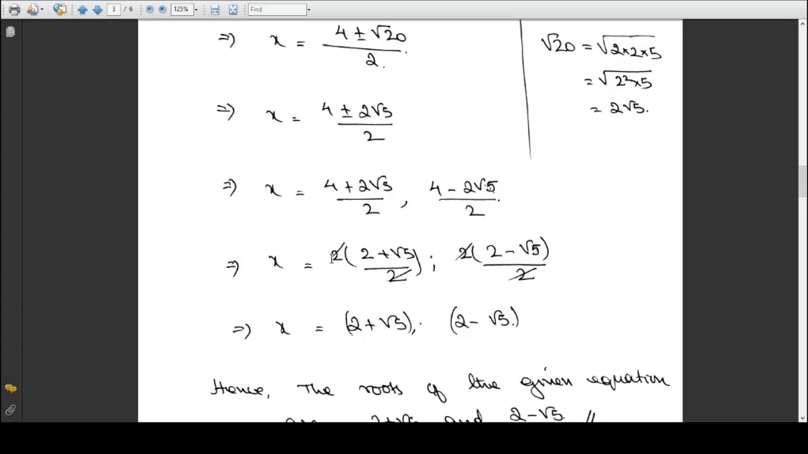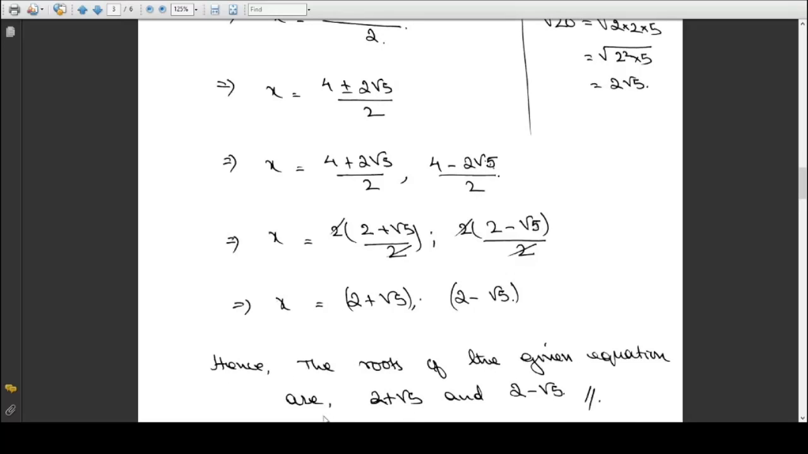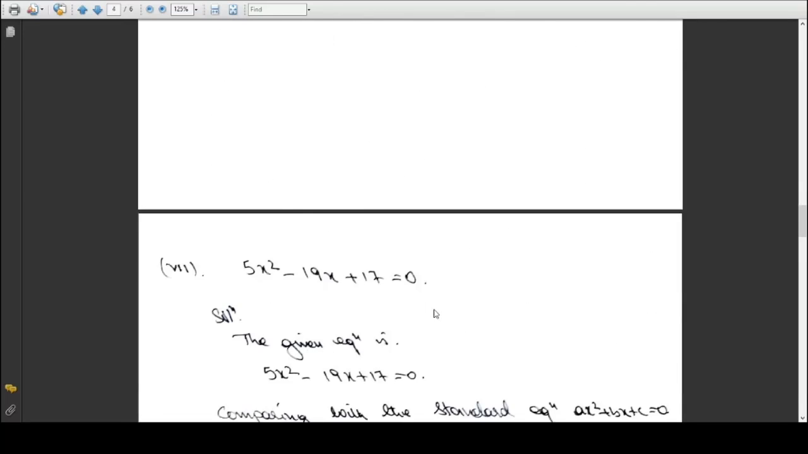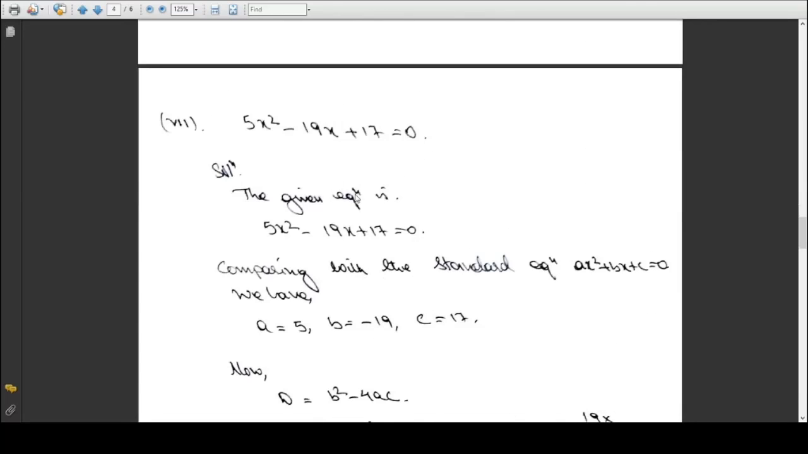See here, if you multiply 2, what you will get? You will get 4. 2 multiply root 5, you will get 2 root 5. That's why 2 is the common factor being taken here. This 2 and 2 cancel, you'll have 2 plus root 5, and same thing here, 2 minus root 5. Hence the roots of the given equation are this one and this one, 2 plus root 5 and 2 minus root 5.